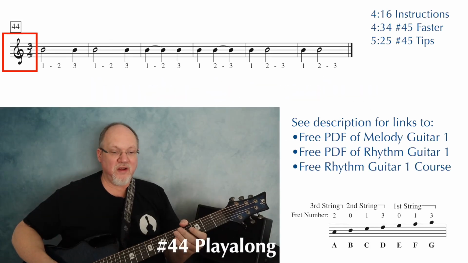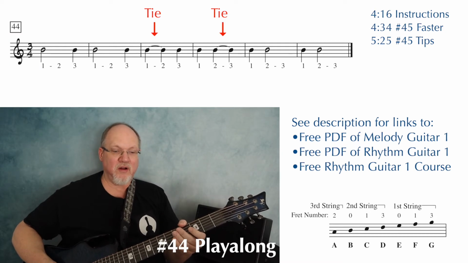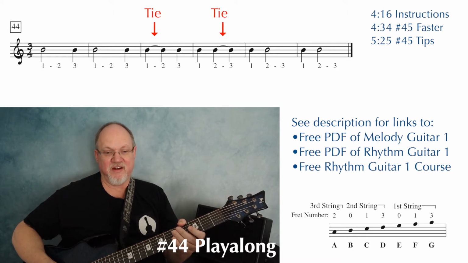Number 44 is in 3/4 time. We have a couple ties in this one as well. In measure 3, the first two beats are tied, and then in measure 4, the second two beats are tied.